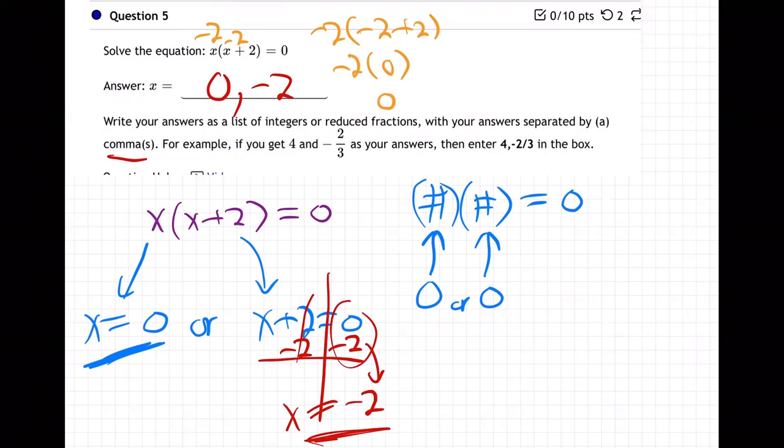Remember, x can only be one thing at a time. It's either 0 in both cases or negative 2 in both cases. Either way, it'll be true because it'll make one of those two factors 0, and then they'll multiply to be 0, and it makes the equation true.